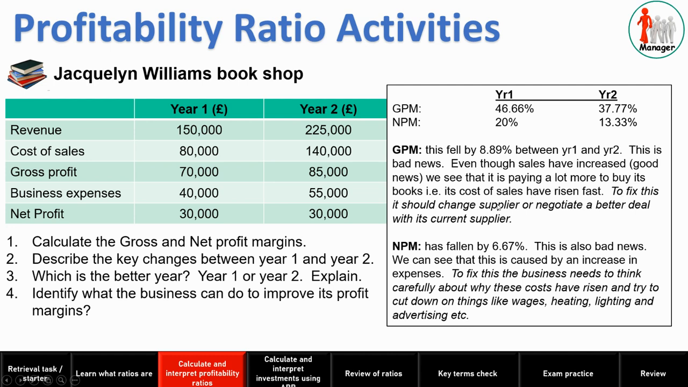To fix this, we need to change supplier or get a better deal with the current supplier, because we can't be paying this much for our supplies. Get this number down, or gross profit goes up. Net profit has fallen by 6.67%. So you can see that's the difference between the 2 years. Again, this is also bad news.